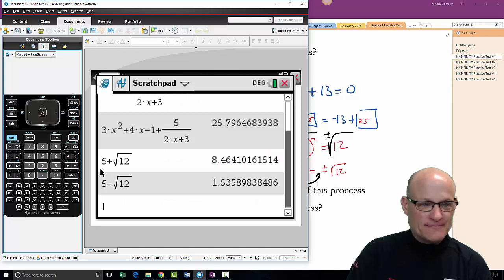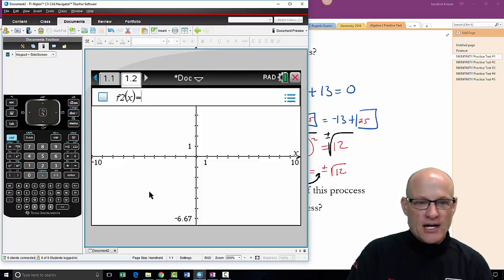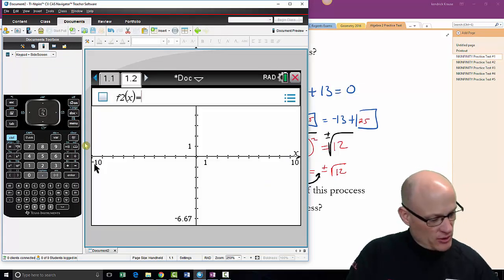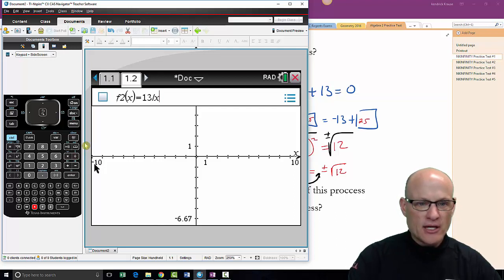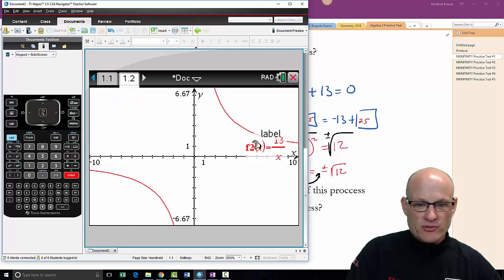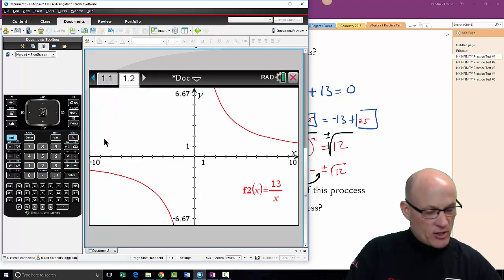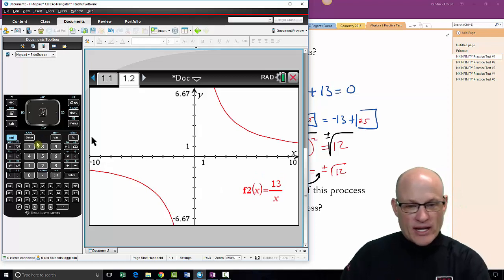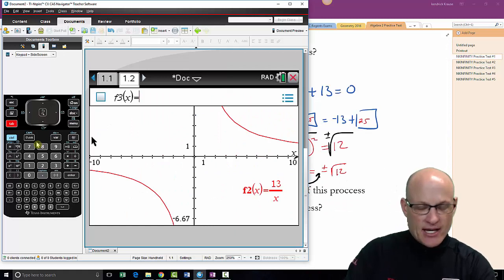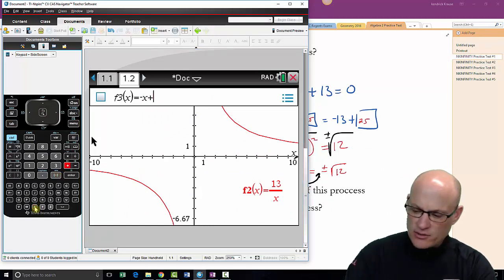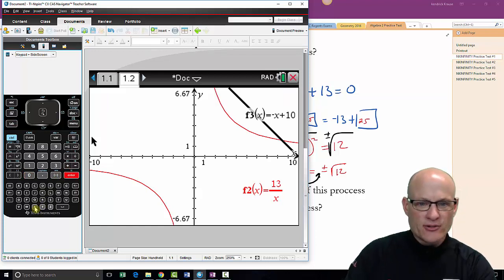Well, here's how it looks graphically. We're going to graph the first one, which was 13 over x, 13 divided by x. Enter. And then we're going to graph the other one, where I move the x over, so it's negative x plus 10. Tab, negative x plus 10. Enter.